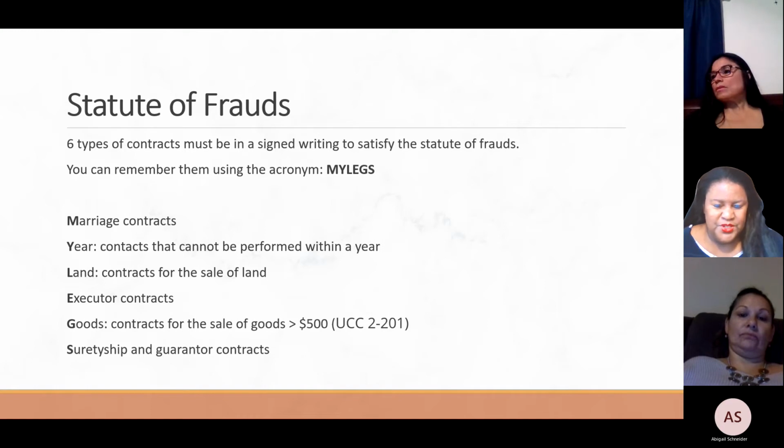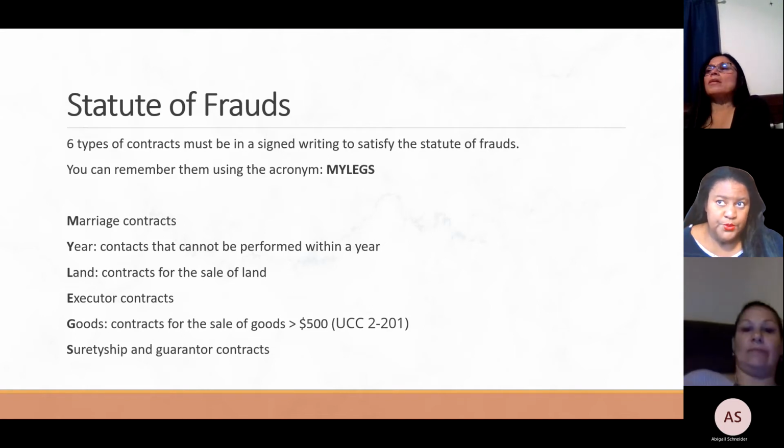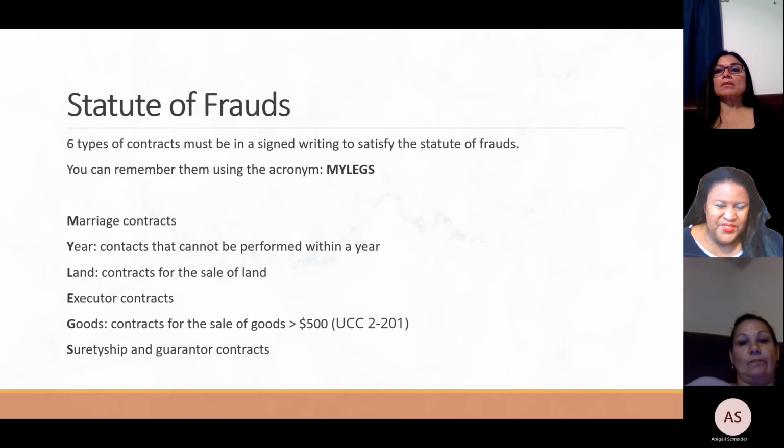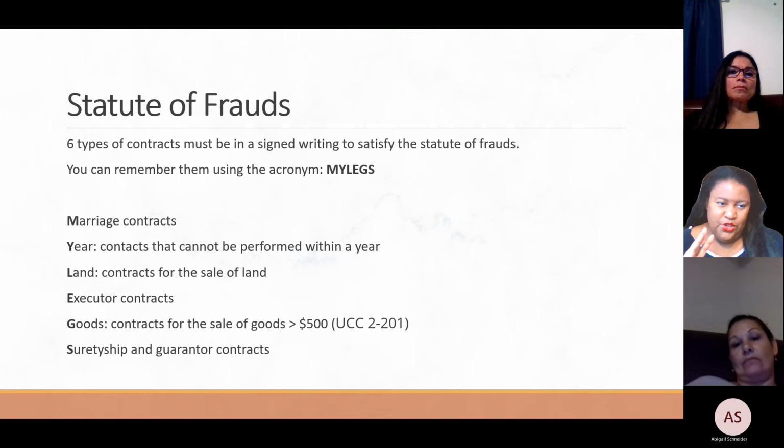Or if you're Jeff Bezos and you own a company called Amazon, if Amazon needs to take out a loan to purchase more real estate and more hardware, Jeff Bezos would be the human being who may guarantee that contract. As a guarantor, oftentimes CEOs of companies or sole proprietorships, the owner of a company will often guarantee a loan that's taken out by the company. So that agreement has to be in writing. So that's what the statute of fraud covers. We have an acronym called MILEGS: contracts for marriage, contracts that can't be performed within a year, contracts for the sale of land, executor contracts, contracts for the sale of goods greater than $500, and suretyship.